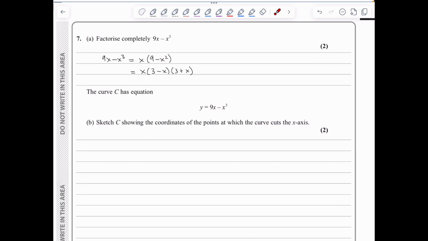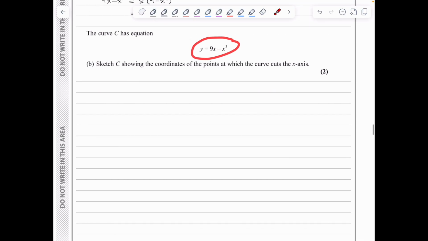In part B, we are told that the curve C has equation y is 9x minus x cubed, and we need to sketch this curve C showing the coordinates of the points at which it cuts the x-axis. So I will start by writing the factorized form, which is x times (3 minus x) times (3 plus x). We know that if we are cutting the x-axis, then y is 0, which leads to x is 0, or 3 minus x is 0, or 3 plus x is 0. So we've got x is 0, x is 3, and x is negative 3.